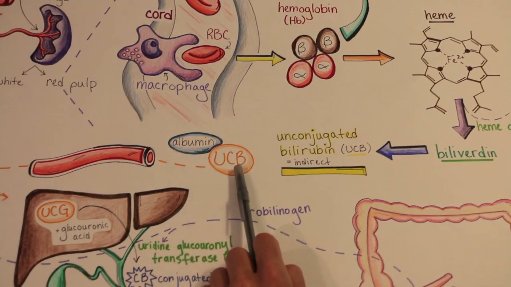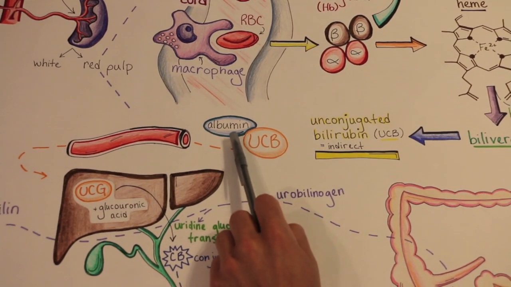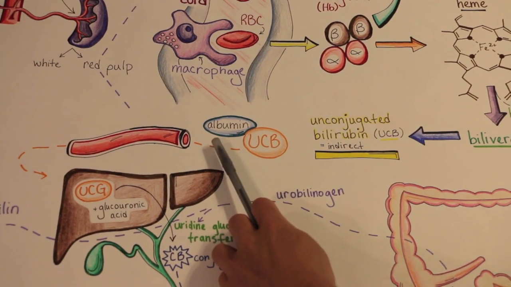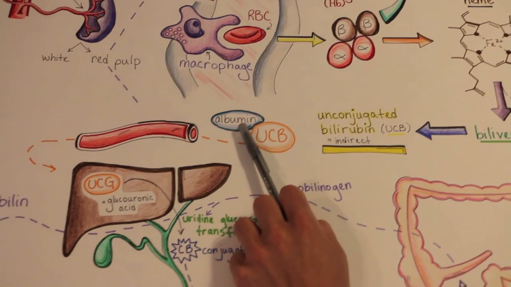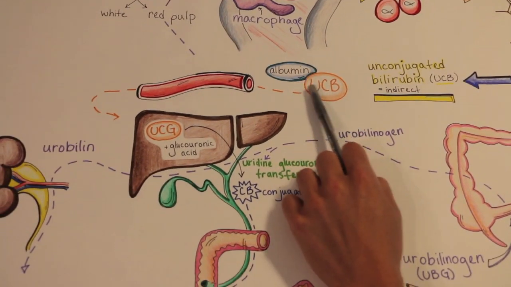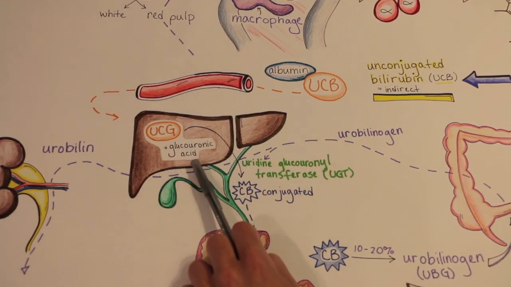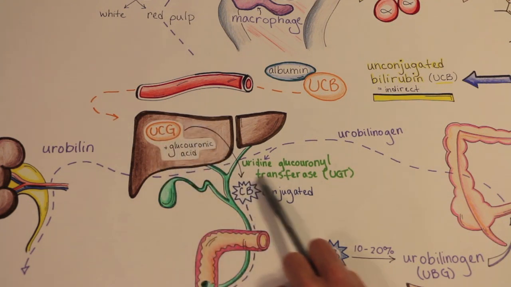Since it is highly lipophilic, it must be bound to a carrier protein, and in this case it's albumin. Since unconjugated bilirubin is both protein bound and highly lipid soluble, it can't be excreted in the urine. Unconjugated bilirubin is therefore taken up from the hepatic sinusoids by the hepatocytes and conjugated to glucuronic acid by the enzyme UGT, or uridine glucuronyl transferase.